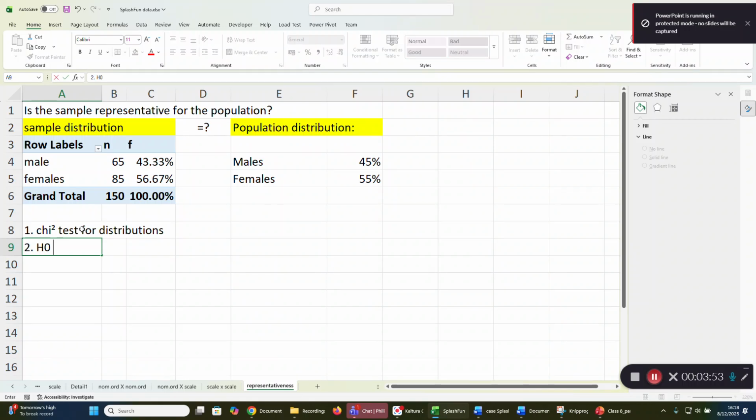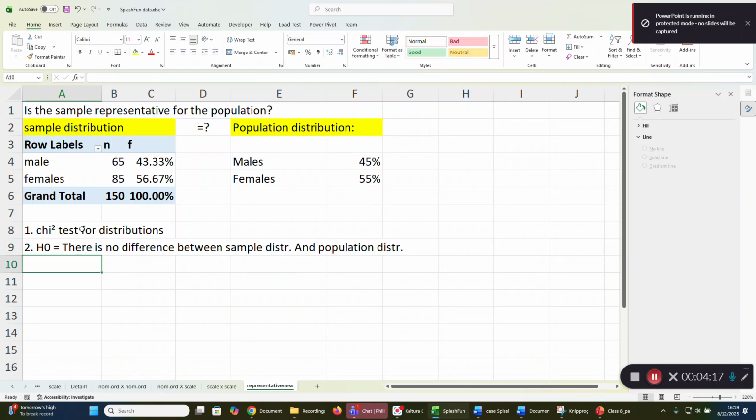Now the null hypothesis for this test, you know every test assumes a certain starting hypothesis, and that is that there is always equality. So there is no difference between, in this case, a sample distribution and a population distribution. So there is no difference between sample distribution and population distribution. That is our null hypothesis to check for representativeness.